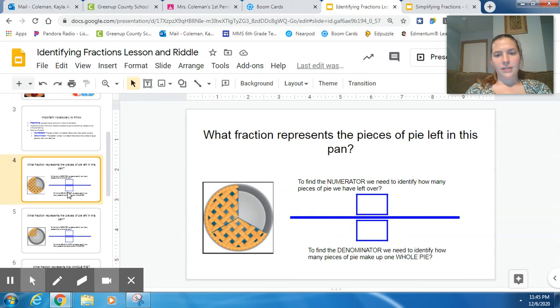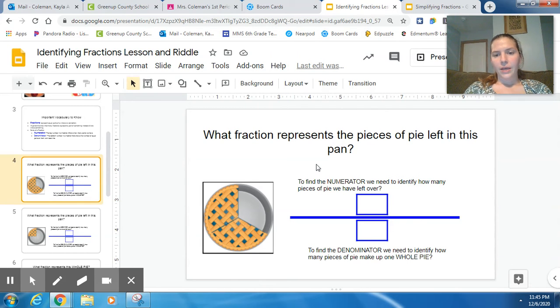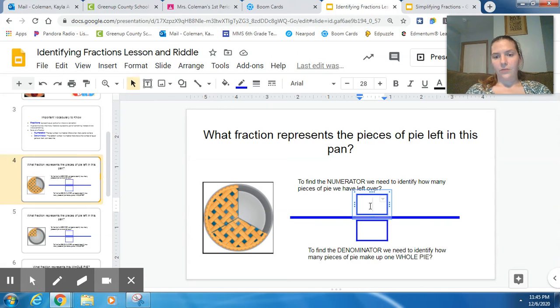Okay. This is a slide that you will fill in, but I'm going to go over some of these examples. So just by watching these videos, you're getting some answers into your slides. So what fraction represents the pieces of pie left in this pan? Okay, so here's the model, a pie pan. To find the numerator, we need to identify how many pieces of pie we have left over. Well, think about how many pieces of pie you see in that pan. I see 1, 2. So 2 is going to be our numerator. That's how many pieces of pie we have.